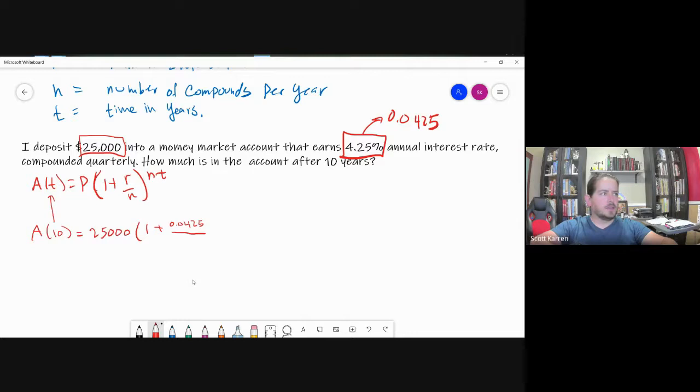And then n is, since we're doing this quarterly, n is 4. And we're compounding, n again is 4, and we're compounding this for 10 years, so times 10. So I just have to kind of step by step do the calculations. I'll start right here with 0.0425 divided by 4. Throw that in the calculator. I'm just going to grab a calculator here and throw it in.